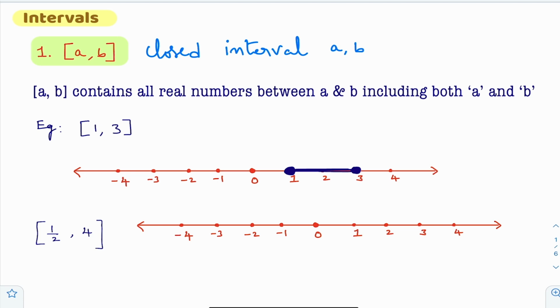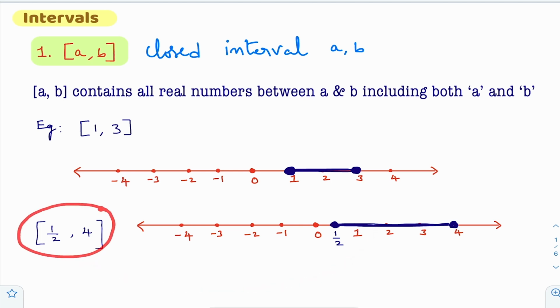So this is a closed interval. At 0.5 you draw the dark circle because it is a closed interval. This is 1 by 2. 4 is here, right? You mark one dark circle here at 4. Dark circle means that point is included. Now join. Whatever numbers are present in this blue color part, all the numbers are present in this interval. I hope you are understanding.